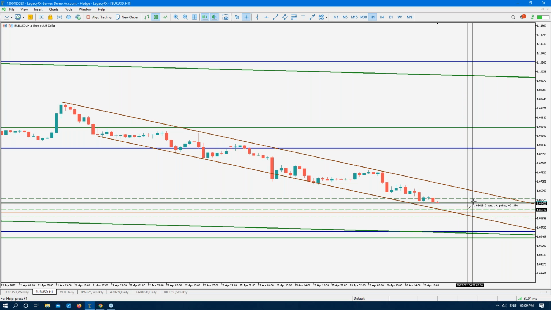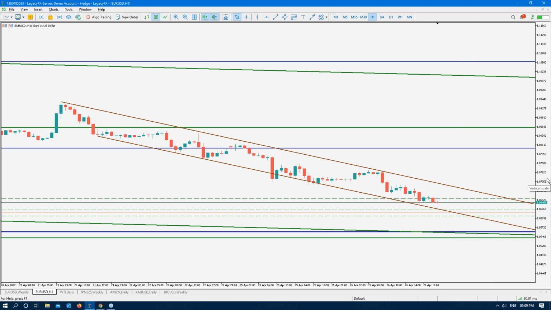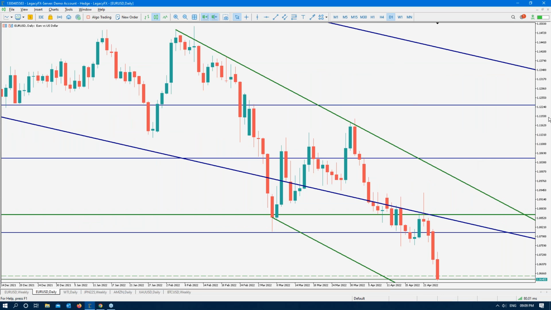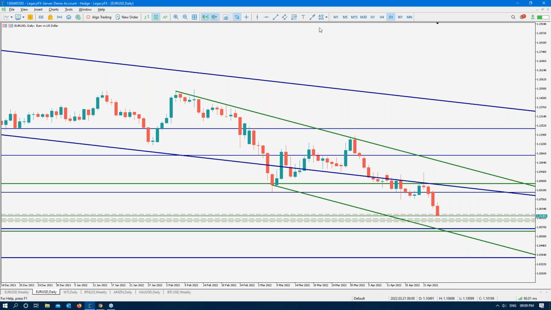Now, obviously, it doesn't really matter much here because it's only a 30 pip trade. But when you look at a little bit bigger trade, if this channel is a little bit wider, for instance, in a day, you will see that it's more than half.